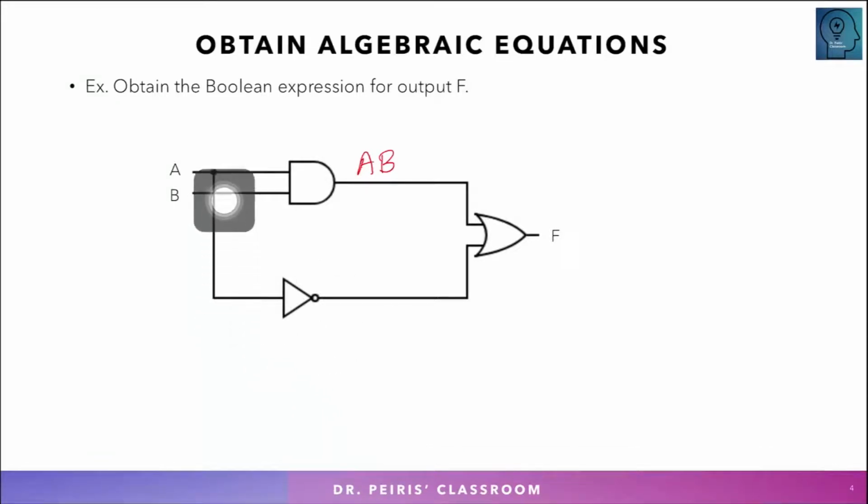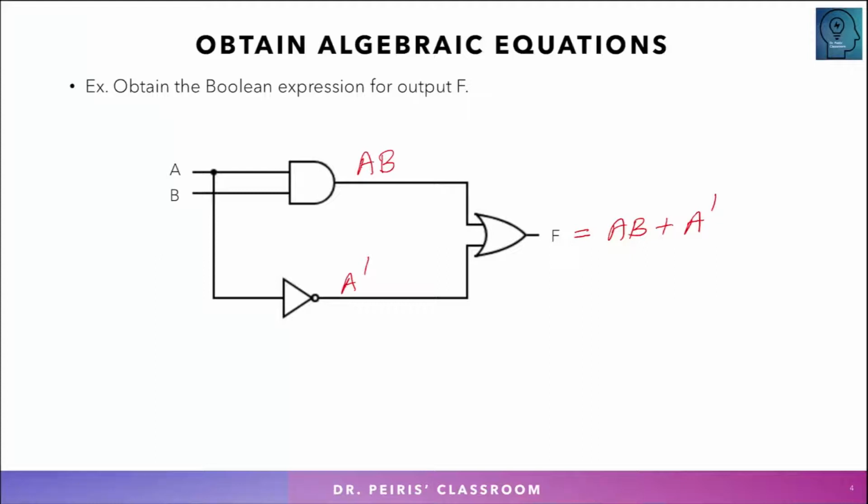And now this is an inverter. The input is connected to A, so the output of the inverter should be A prime because the input is A. Now these two signals are connected to the OR gate. For the OR gate, the inputs are AB and A prime. So we're going to combine these two terms with the OR operator, the plus: AB OR A prime. So this is the Boolean expression for the output F.